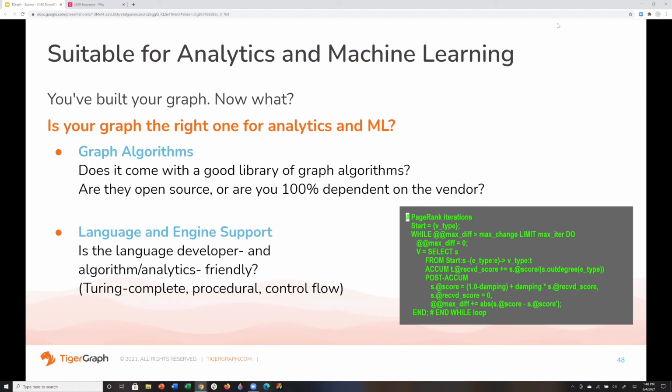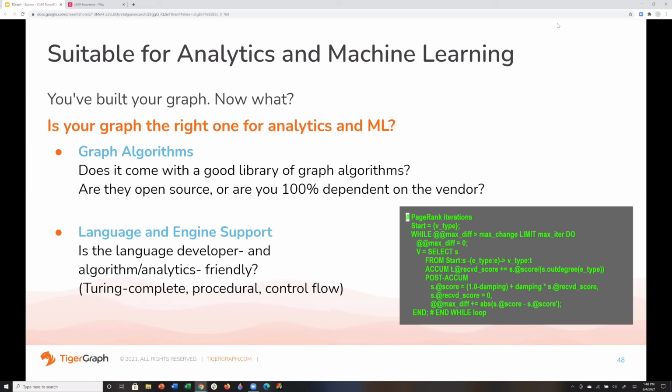So first of all, does it have graph algorithm support? Pretty much all the major graph databases out there have some sort of library. But one distinguishing feature is, is the library open source, or are you 100% dependent on what the vendor has provided? Because say Graham's reading the research papers, or he's just thinking, hey, I've got a new idea. I want to use this algorithm. Is it available in the library? If it's not, what are his alternatives? Does he have to wait for the vendor to provide it? Or can he go in the query language and write one himself?